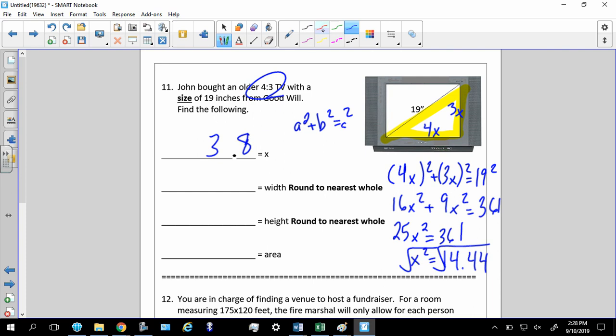Now, if you remember, you did all the hard work. Now it's time to reap the benefits. You're going to take 3.8, you're going to plug it in for 4x, and then you're going to plug it in for 3x to get the height and width. The width ends up being 15. The height ends up being 11, for the area being 165. And I got that because I took 15 times 11.